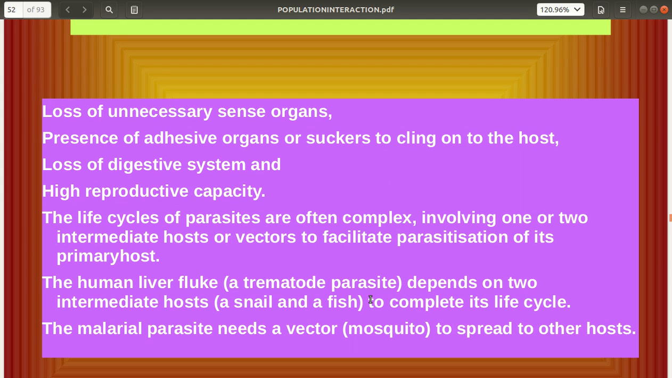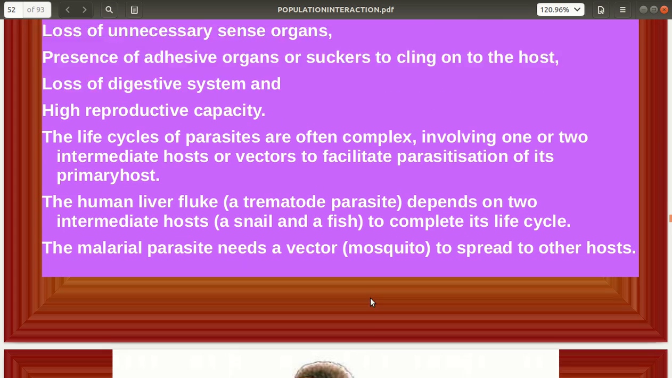The malarial parasite needs a vector. Plasmodium vivax, which causes malaria, needs a mosquito to spread to other hosts. It cannot spread to its host on its own. That is what you have to remember about some of the special adaptations in parasites.